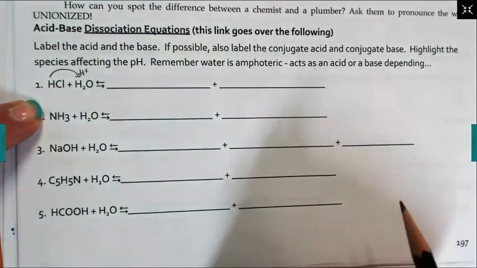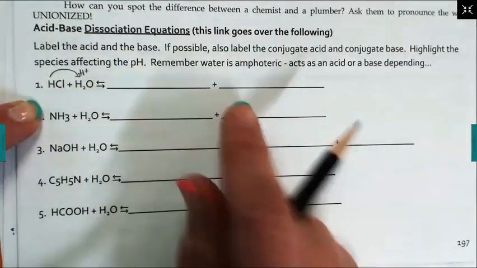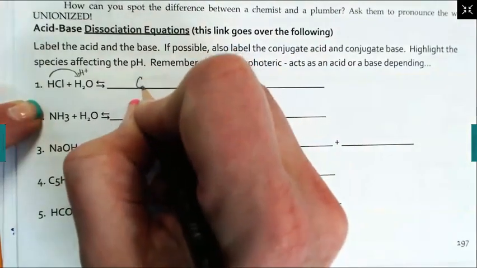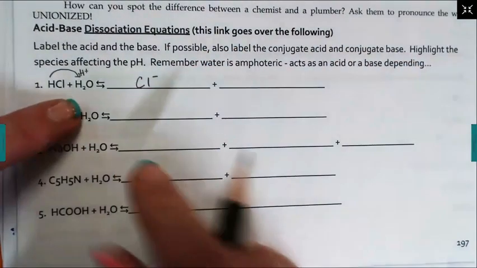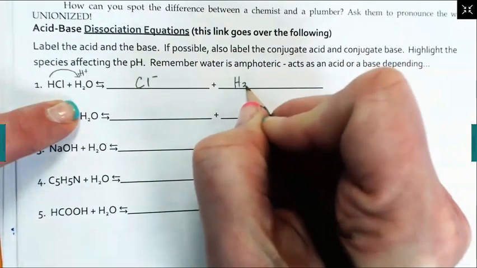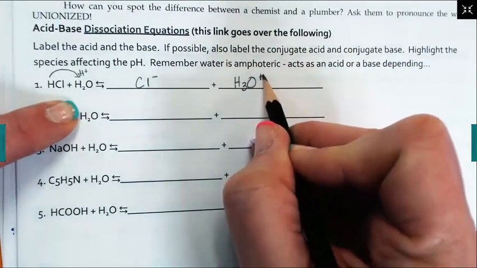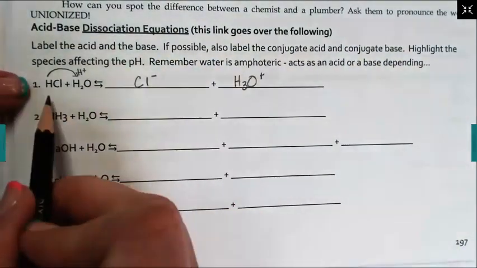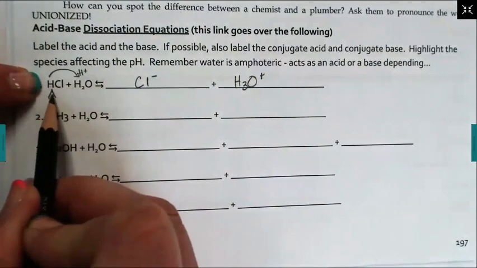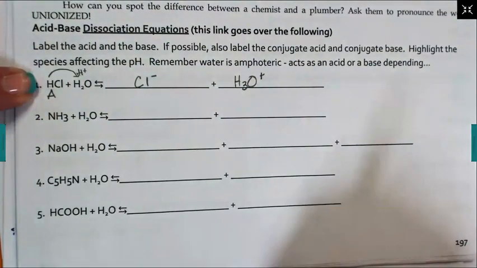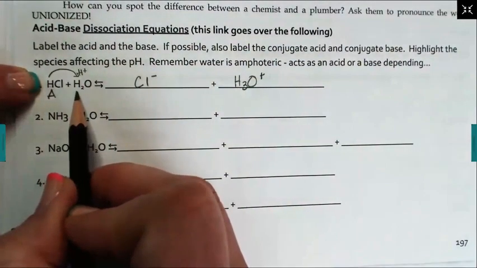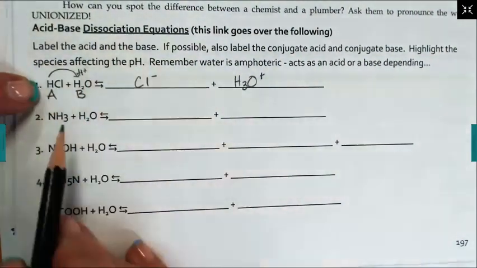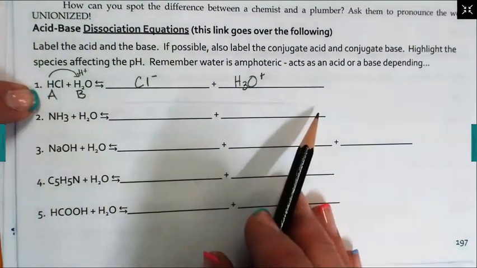So what are we going to get on this side? We're going to get Cl minus. And what else? H3O. Don't forget that plus, right? That's what we're going to get. Does that make sense to everyone? Over here, since this is doing the donating, this is the acid, yes? And the water is accepting, so that is the base.